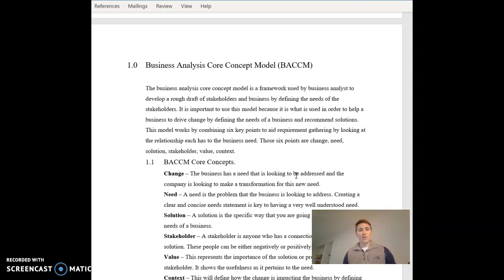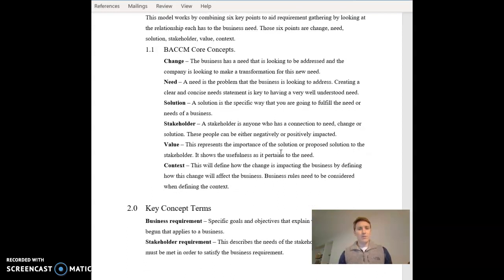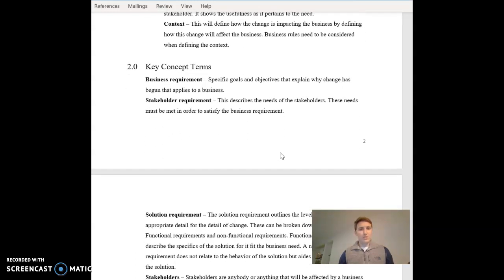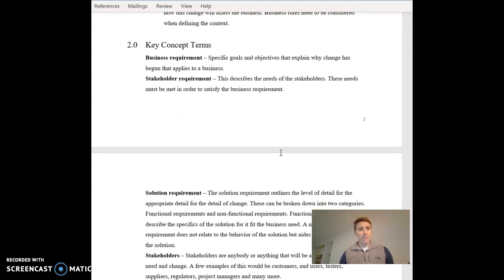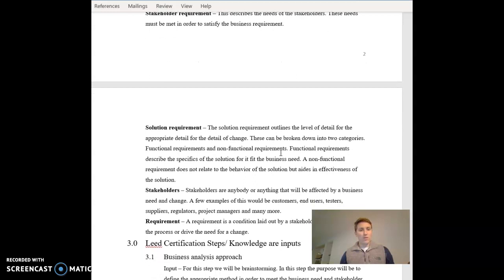There are 6 key points to the core concept model, and those are change, need, solution, stakeholder, value, and context. The context of the change is going to be very important because it's going to define why we are doing this change. In this overview, I have it laid out where you can see the definitions of those 6 key points. A little bit farther down our presentation, we come to our key concept terms, which are going to be used a little bit throughout this presentation, so this will be a nice brief overview of what those terms exactly are.